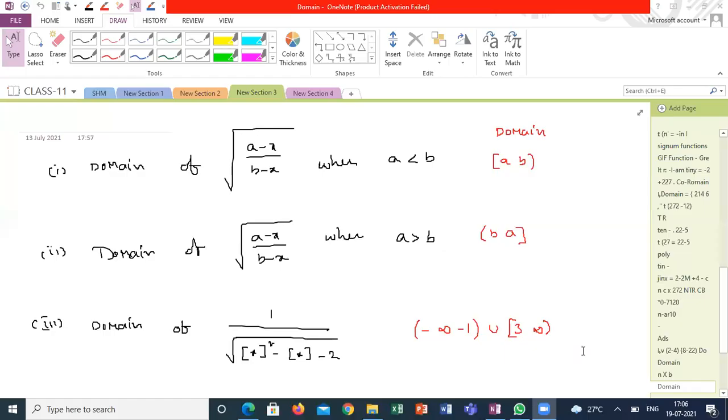Sir, root over a minus x upon b minus x. Yeah, domain of root of a minus x by b minus x. Am I right? Yes, sir. Yes, the same thing. Am I right?